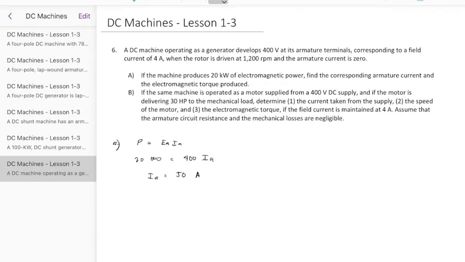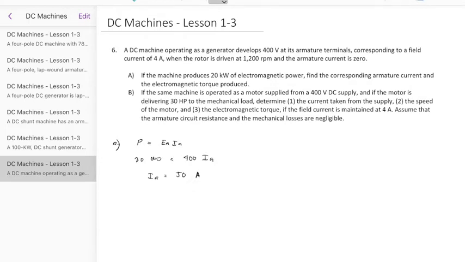Now, second problem, if the same machine is operated as a motor supplied from a 400 volts DC supply, so muna siya nga to ang terminal voltage, 400 volts, and if the motor is delivering 30 horsepower to the mechanical load, determine 1. The current taken from the supply, 2. The speed of the motor, and 3. The electromagnetic torque if the field current is maintained at 4 amperes. So muna siya nga itong IF.